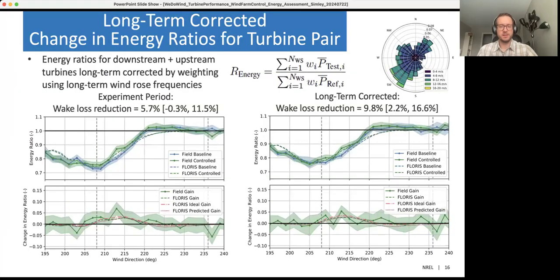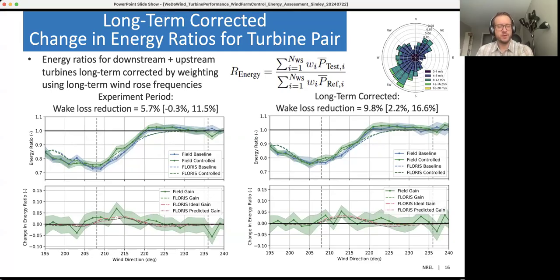All right, so the last thing I'll talk about with these energy ratios is that we can not only find the change in energy during the experiment period, which is shown on the left, but we can also estimate what the long-term expected energy ratios would be, where instead of weighting the power in each wind speed bin by the number of samples collected during the experiment, we can weight them by the long-term windrose frequencies. And so this is an example of the windrose for this site from reanalysis data, so that the long-term corrected energy ratios are on the plot on the right.